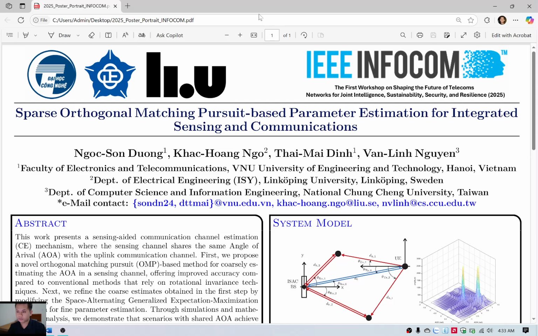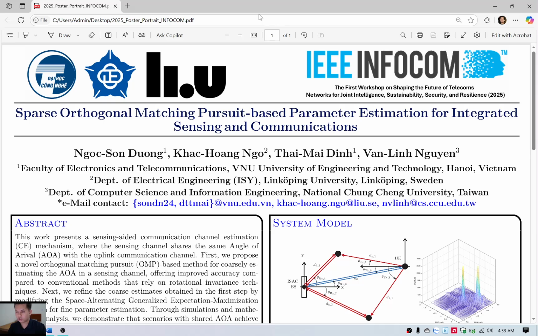Taiwan. Our research addressed a critical challenge in the development of next generation wireless systems, particularly in the context of integrated sensing and communication, which plays an important role in 6G networks. ISAC promises to enhance spectrum efficiency, reduce hardware redundancy, and improve communication performance by integrating sensing functionality.